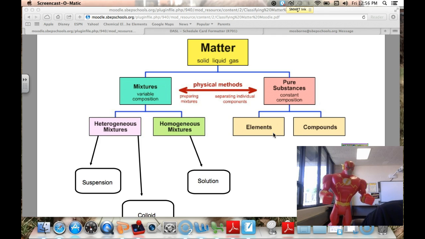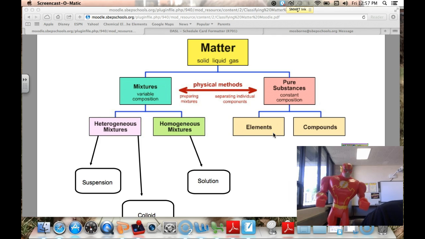Mixtures can come in a variety. It can either be heterogeneous or homogeneous. For homogeneous, it looks all the same, like if you were to have sugar water or salt water. It looks like a pure substance, but it's not. Heterogeneous is when there's mixtures and you can see the differences between them. You can see the layers.